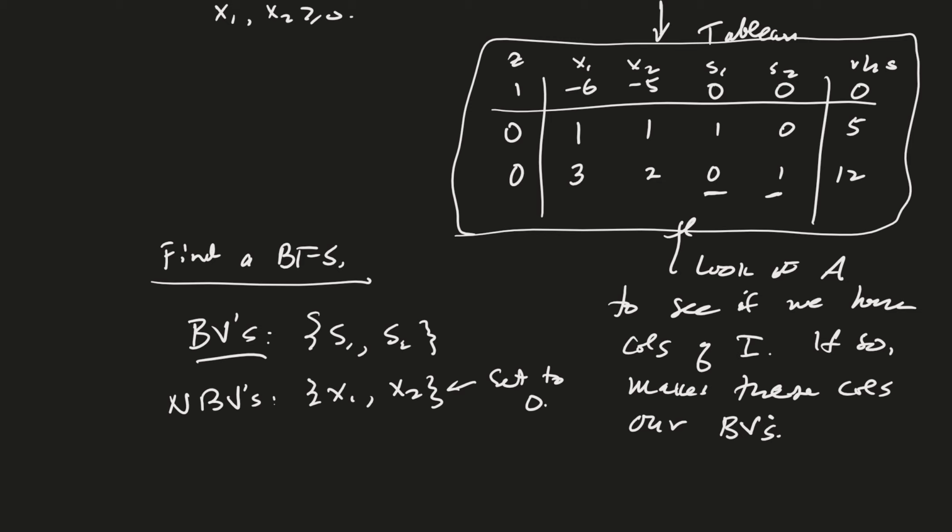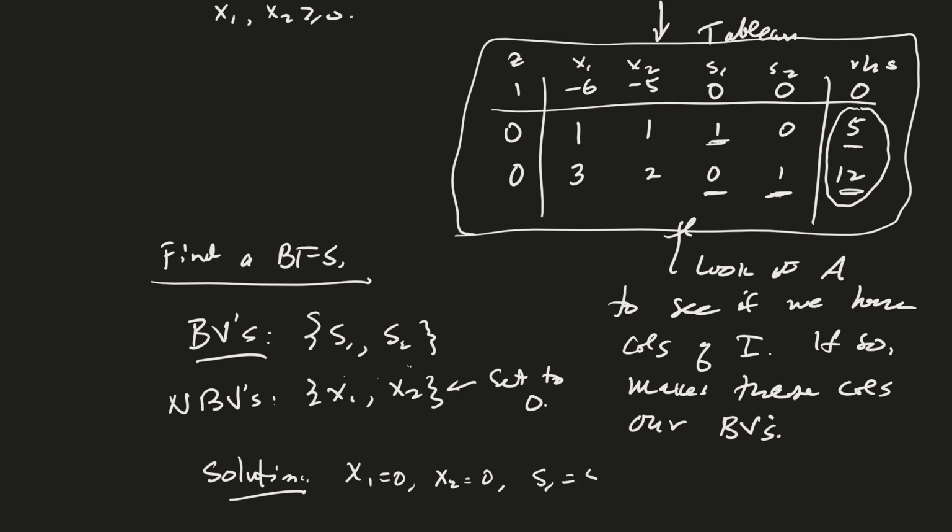Right, so our solution is going to be X1 equals 0, X2 equals 0, and what's nice about having the columns of the identity as your first solution is that you can read what the solution is right off the B, right? Because here we see S1 is equal to 5 and S2 is equal to 12. Good. And so our solution right now is X1 equals 0, X2 equals 0, S1 equals 5, S2 equals 12, and then Z is equal to 0. Excellent.